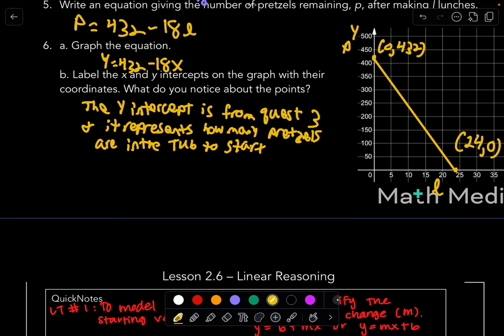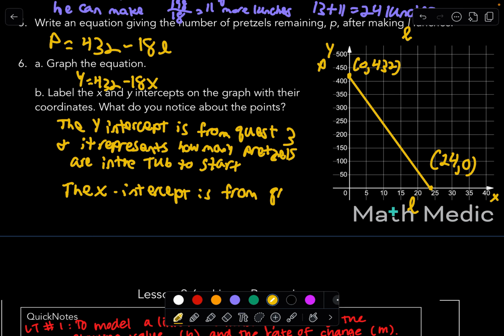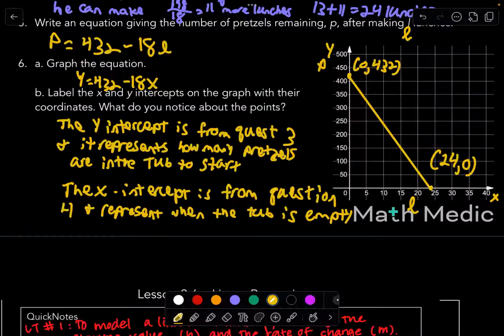Okay. The x-intercept is from question 4, and represents when 0 pretzels are left, when the tub is empty. Or 0 pretzels in the tub are left.